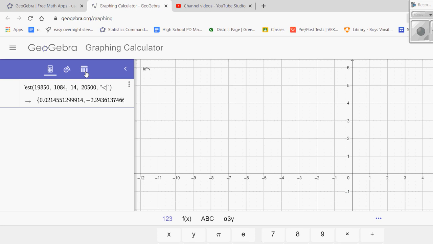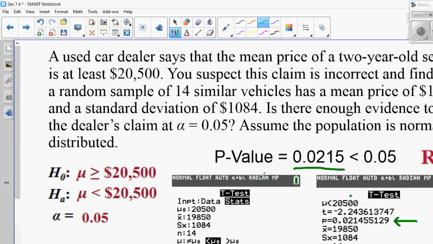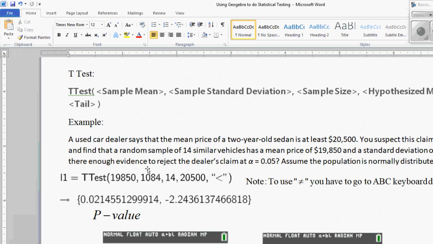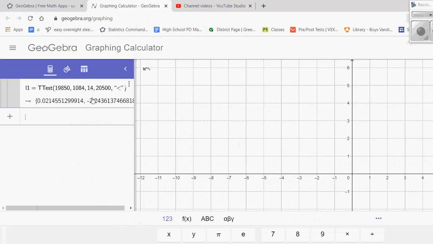Take away the spaces. I hit enter, and you can see right here is my p-value, 0.021455, which is the exact same thing I got here, 0.021455, which I have in this example on this paper, so you can see there is my test and my p-value. So you can get the exact same value doing the same thing as you would on the calculator.